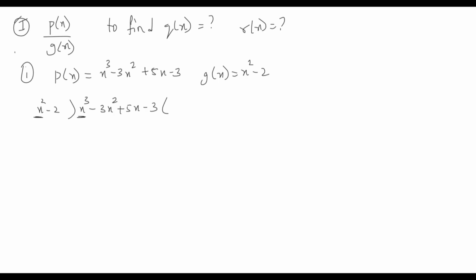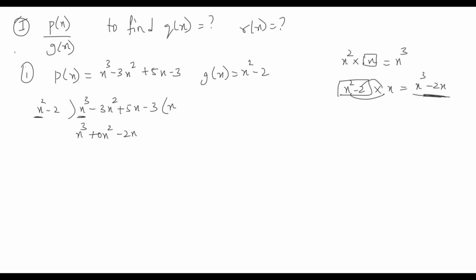Compare the first terms. Then we'll understand what should be multiplied to x square so that we'll get the inside term x cube. It will be x. So put x here. Then multiply the whole divisor, that is g of x, into x, which you got in the quotient. x square into x will be x cube, minus 2 into x will be minus 2x. Then we have to put this whole thing over here, that is x cube. As there is no x square term in this, you have to put plus 0x square. So minus 2x underneath the x term.